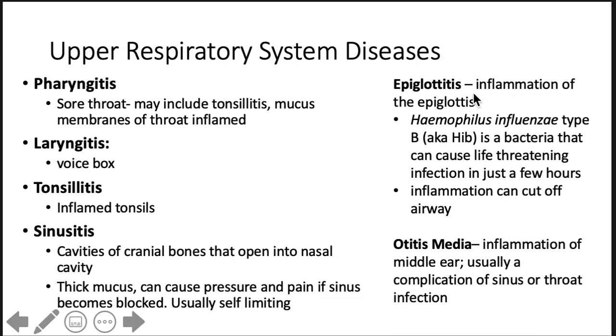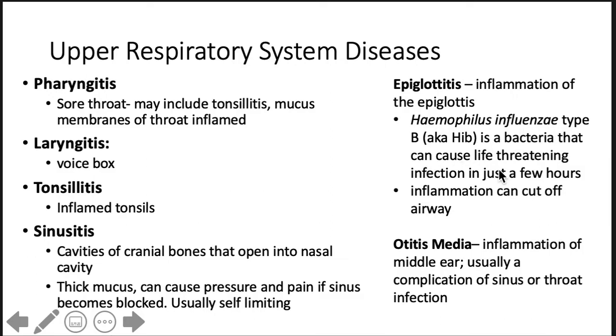The epiglottis, on the other hand, if that were to become inflamed, could be life-threatening, cut off your airway. So we actually have a vaccine which is given to babies to prevent a particular infection called Haemophilus influenzae, which is a very confusing name because it's actually not the influenza virus. This is actually a bacterial name, and that's its unfortunate name, but sometimes it's referred to as Hib because it's a type B.